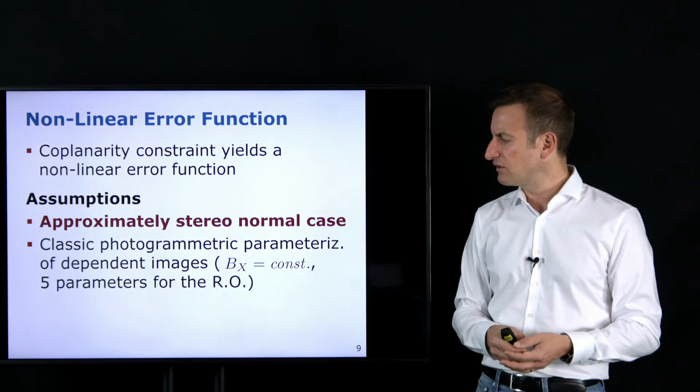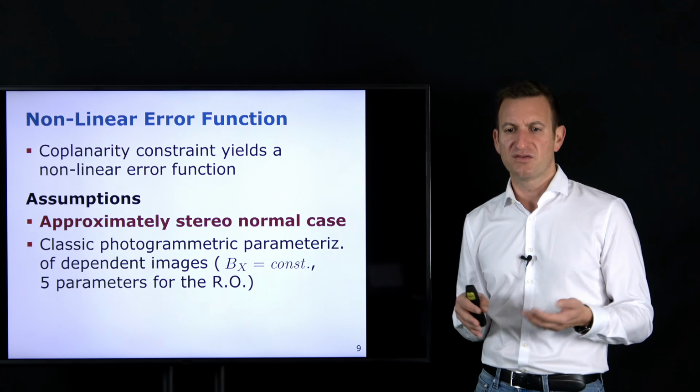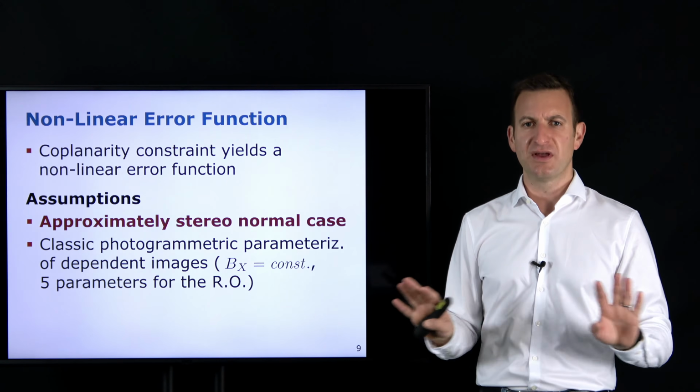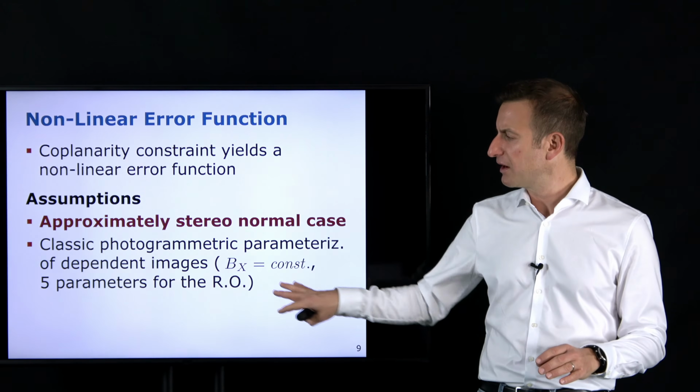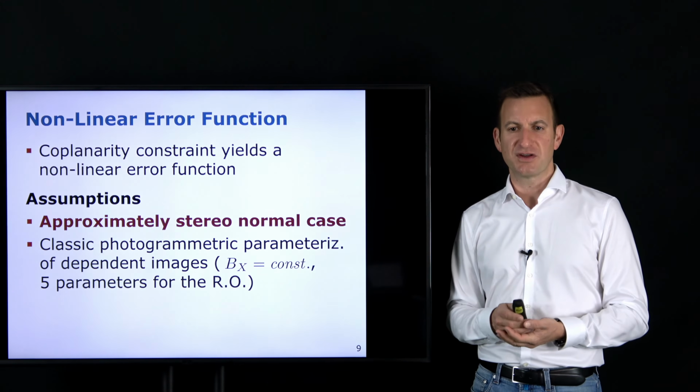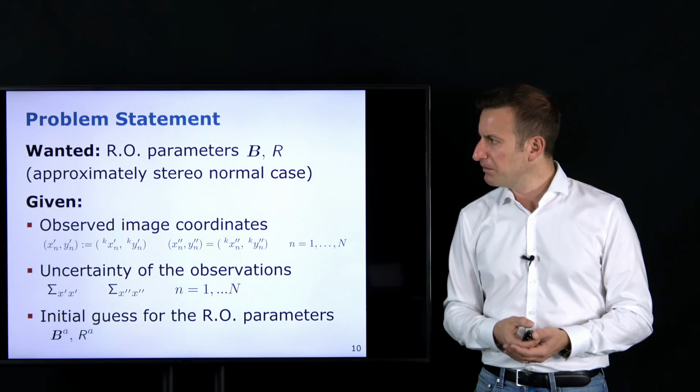For our exercise today, it is quite useful because we simply get a simple setup with 5 unknown parameters, having no additional constraints involved. Therefore, we are sticking here today with the classic photogrammetric parameterization. Okay, so let's get a bit more concrete.